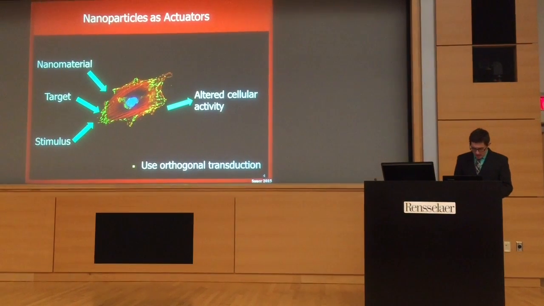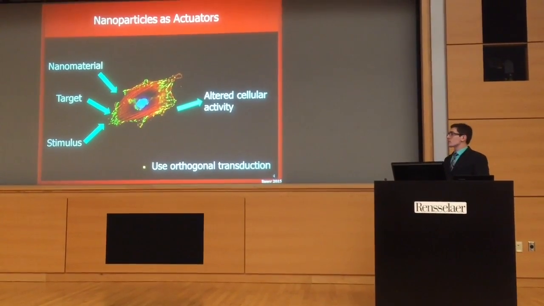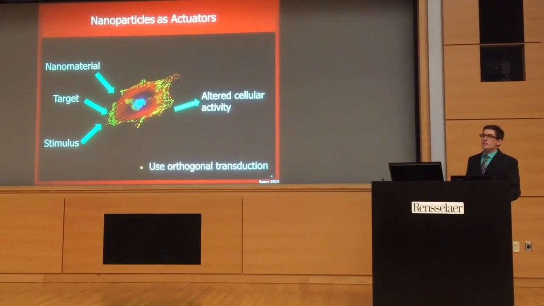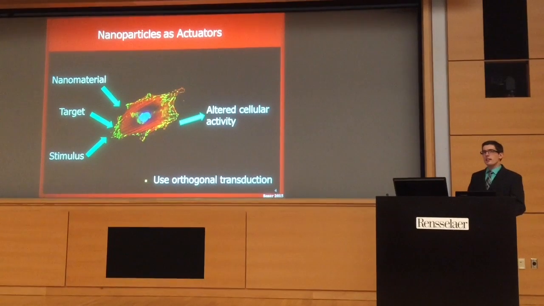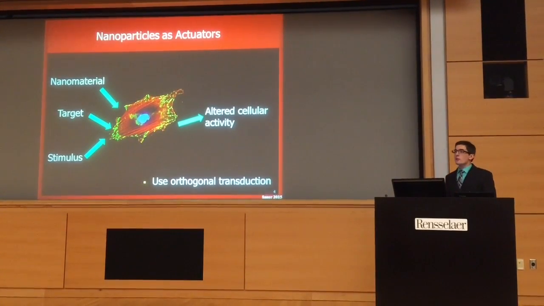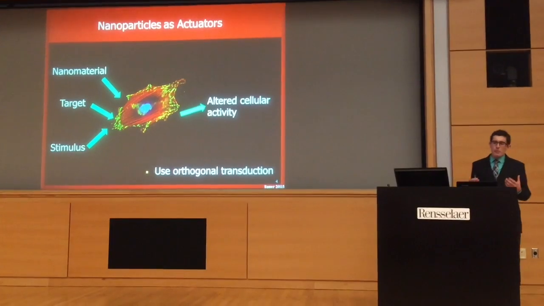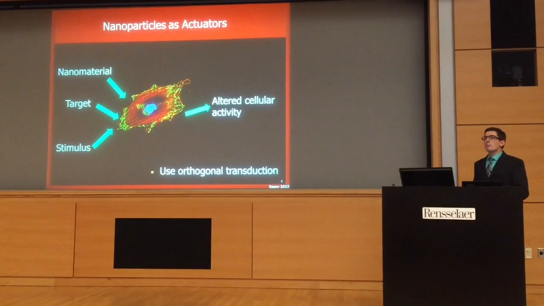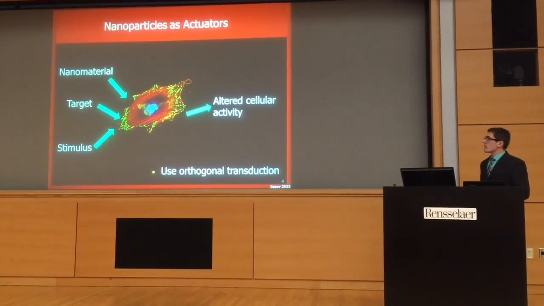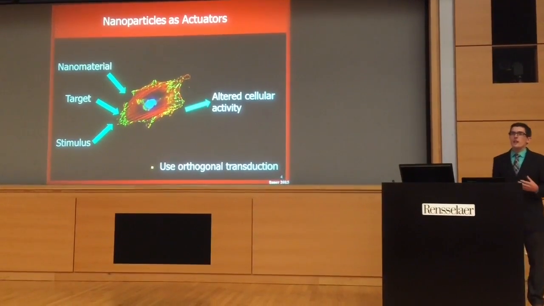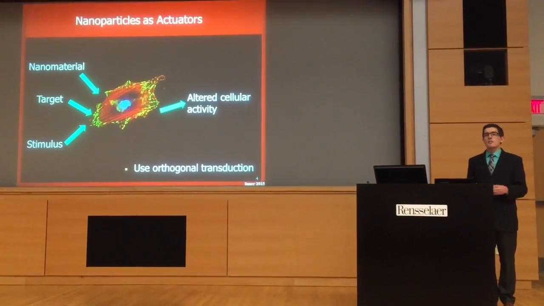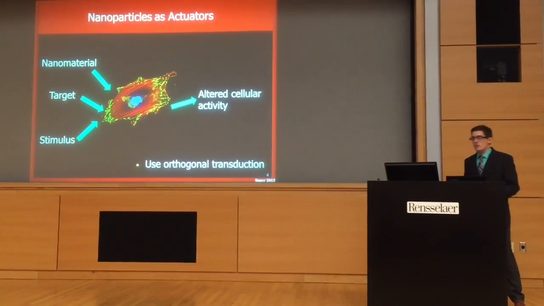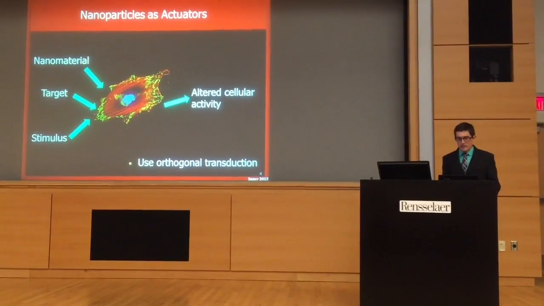So what is that? A nanoparticle actuator works on a cell in an orthogonal way. What that means is we want to be able to stimulate the cell in a unique way so that it won't stimulate any other target. To do this, we use a nanomaterial transducer. The model I'm proposing for this nanoparticle actuator is you have some target, some cellular component that you can attach a nanomaterial to. This nanomaterial will translate a stimulus that otherwise wouldn't affect the biology into some desired outcome of altered cellular activity. This could be signaling, gene transcription, cell fate, that sort of thing.